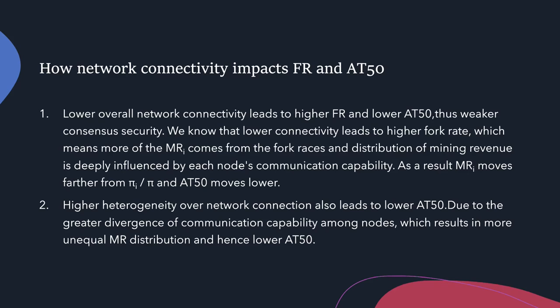Overall, lower network connectivity leads to higher fork rate and lower attack threshold, thus lesser consensus security. Because due to the higher fork rate, more of the mining revenue comes from fork races, and the distribution of mining revenue is deeply influenced by which nodes' communication is better. So as a result, MRi moves farther from the original pi_i by pi and the attack threshold moves lower.